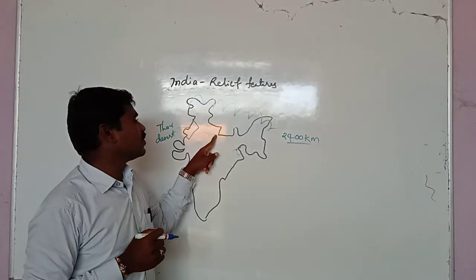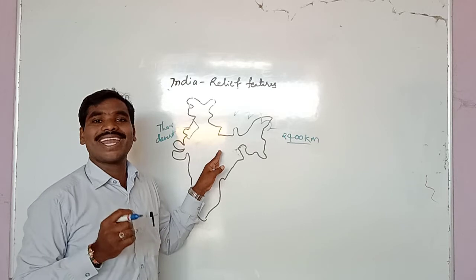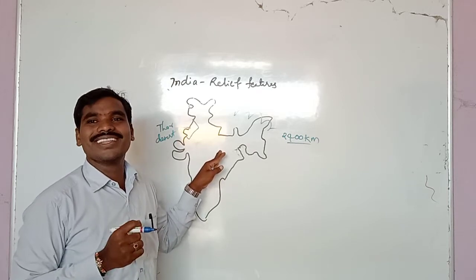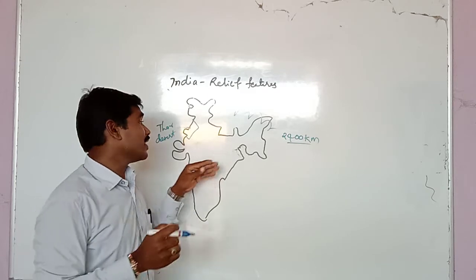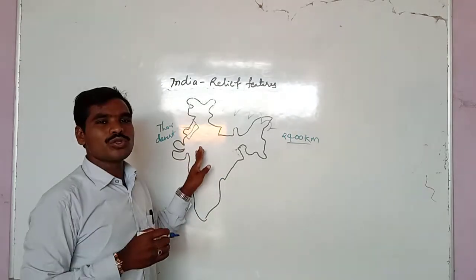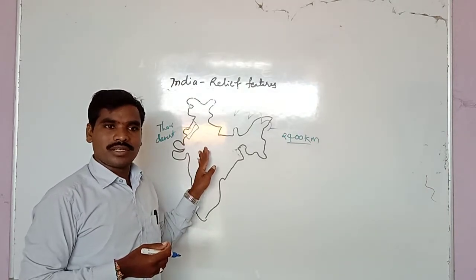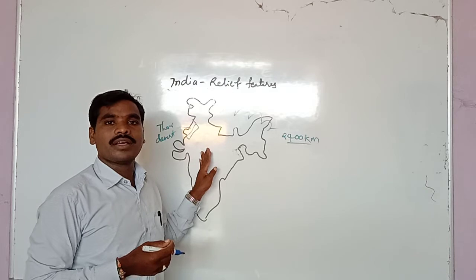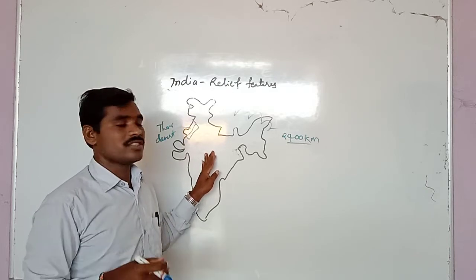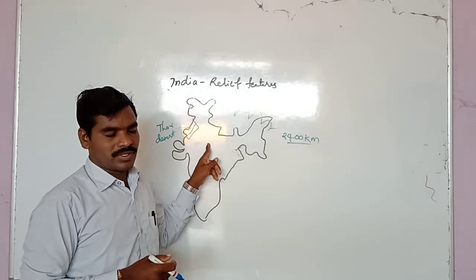And one of the GK questions we can study: which is the longest canal in our India? Do you know? That is the Indira Gandhi Canal. The Indira Gandhi Canal is located in this Thar Desert. It helps to supply water to the Rajasthan area near Bikaner, Jaisalmer, and some other cities like this.